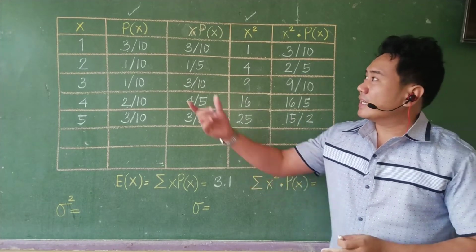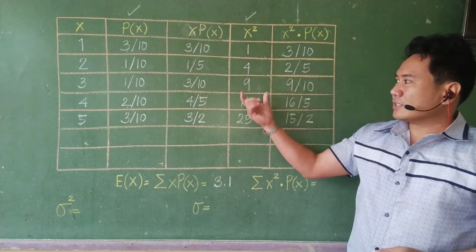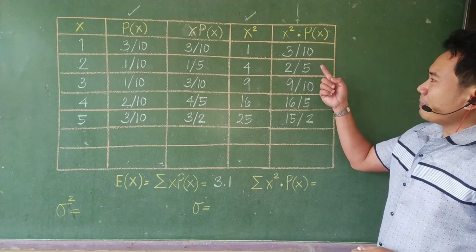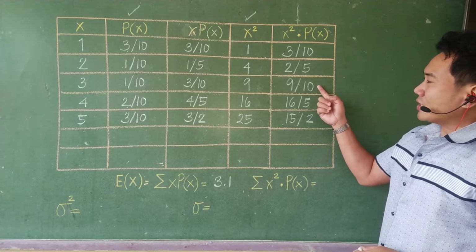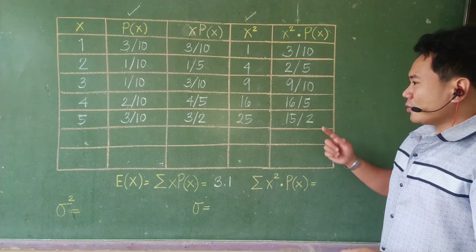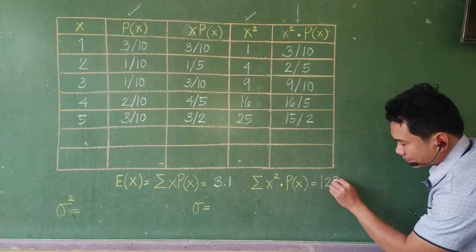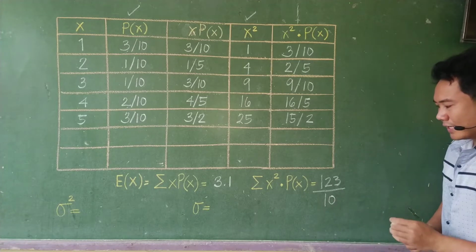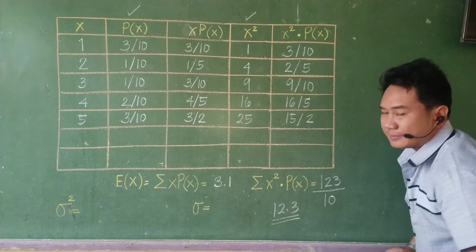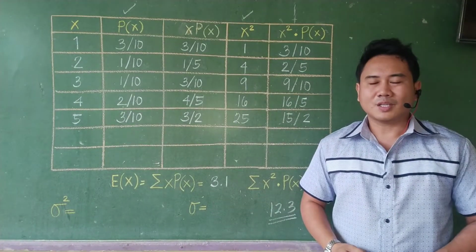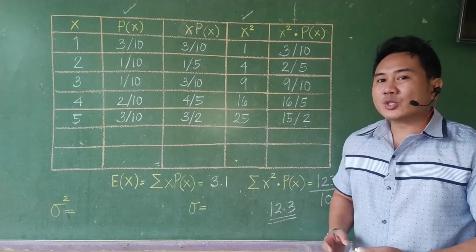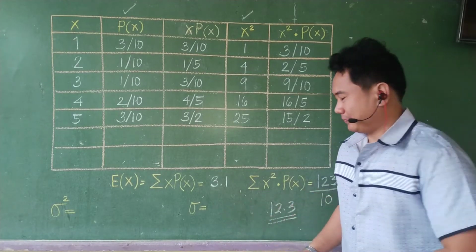After we multiply p of x and our x squared, we are going to add all the products. 3 over 10 plus 2 over 5 plus 9 over 10 plus 16 over 5 plus 15 over 2 equals 123 over 10 or 12.3. To solve for the variance, we are going to subtract from 12.3 the square of our mean, 3.1.